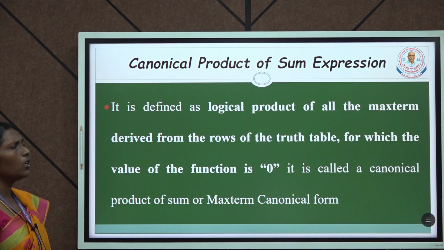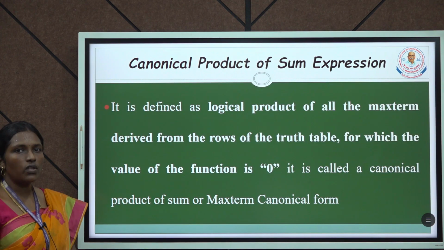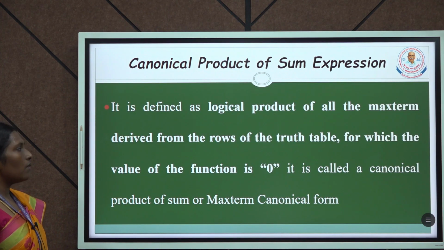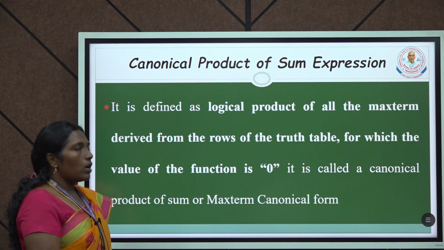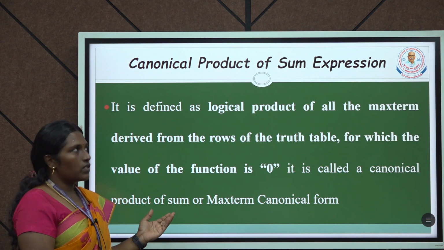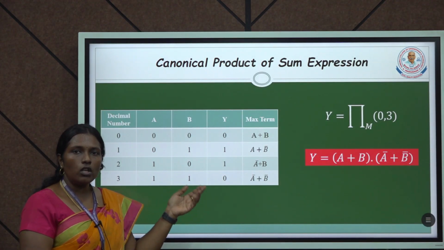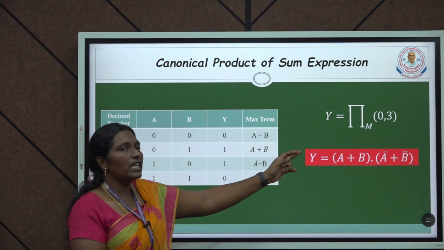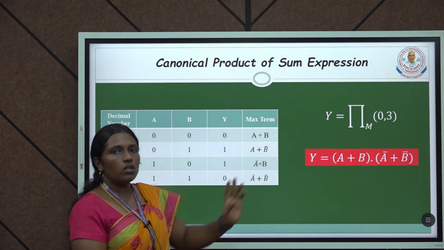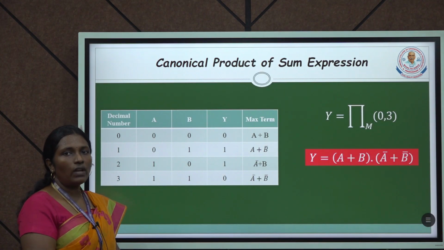The canonical product of sum is the logical product of all the maxterms derived from the rows of the truth table for which the value of the function is 0. It is called the canonical form of product of sum. Here I have given the 2 variable expression. The canonical form is denoted as pi of capital M. It is a crisscross version of SOP.